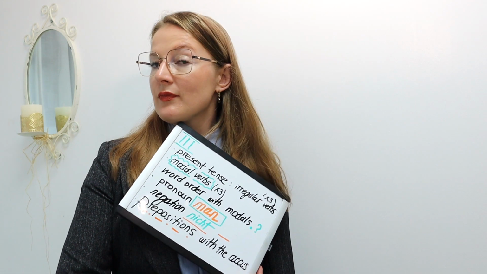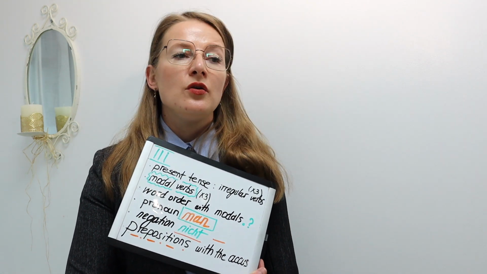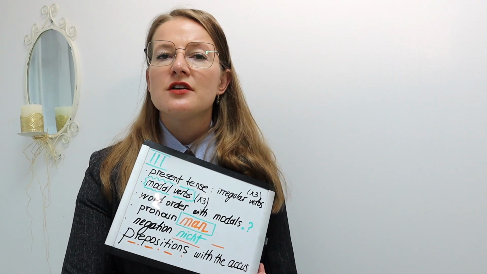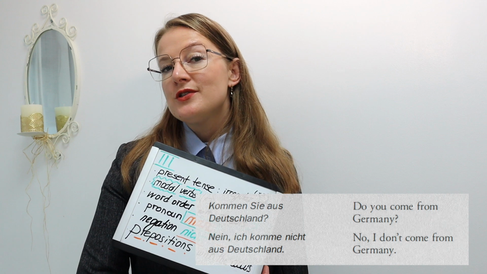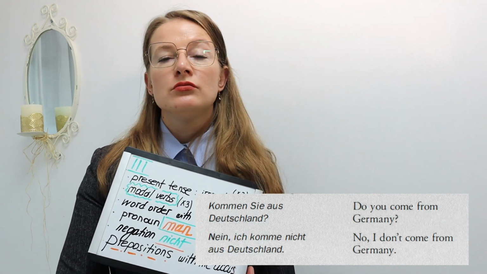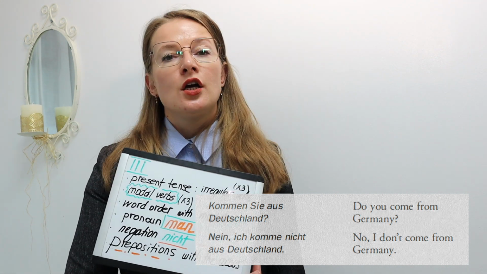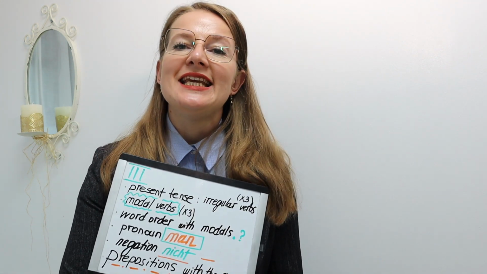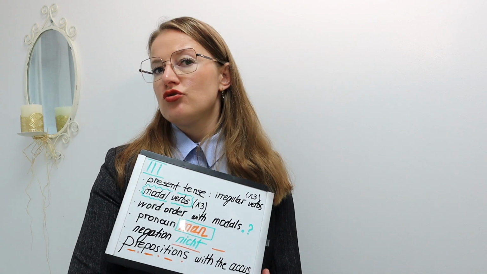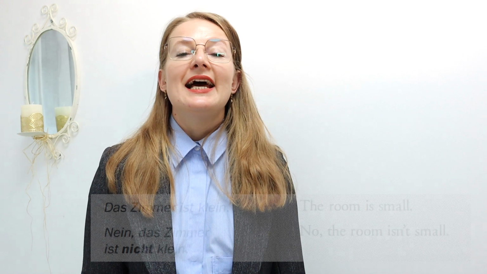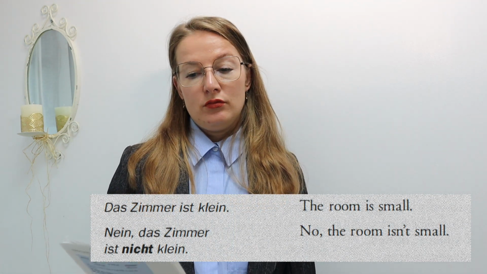So, negative particle nicht. If you want to negate things in German, you put the negative particle nicht after the verb. For example, kommen Sie aus Deutschland? Nein, ich komme nicht aus Deutschland. Sprechen Sie Chinesisch? Nein, ich spreche nicht Chinesisch. Das Zimmer ist klein. Nein, das Zimmer ist nicht klein.